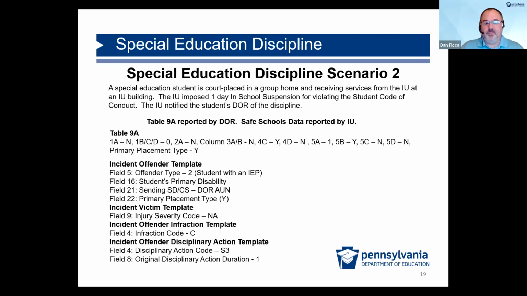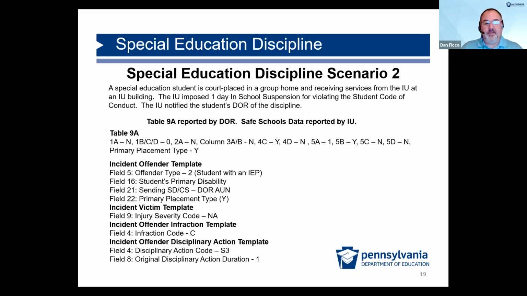They had 1 total removal. 5A is 1. Again, removals is total removals. It's not the days. In this case, it's the same day. It's 1 day. And then 5B is a Y. Again, for total days removed is 1. In this case, the IU is reporting in safe schools.